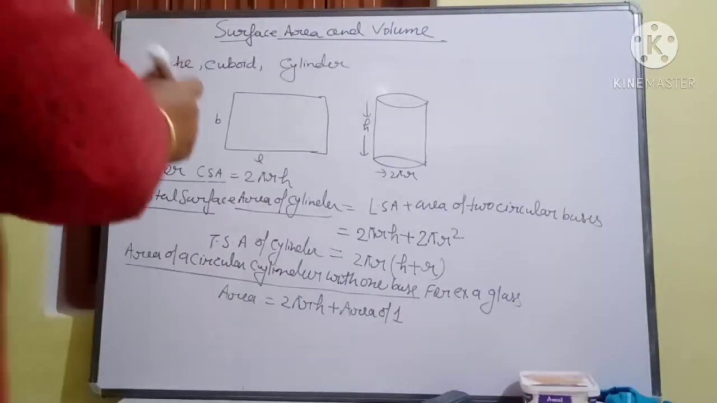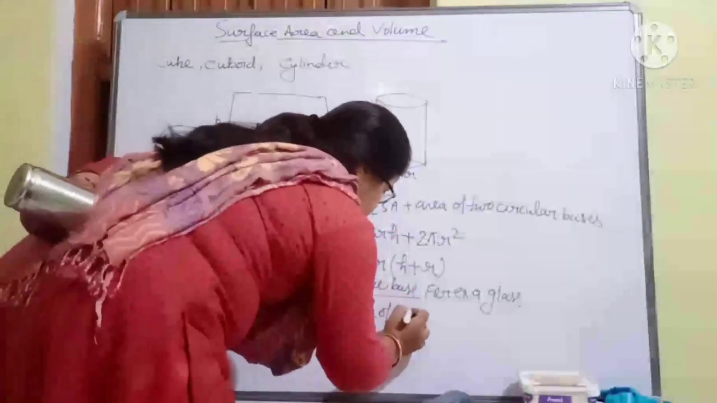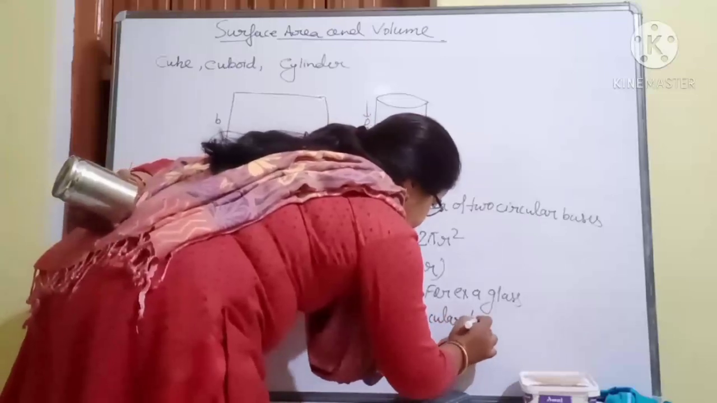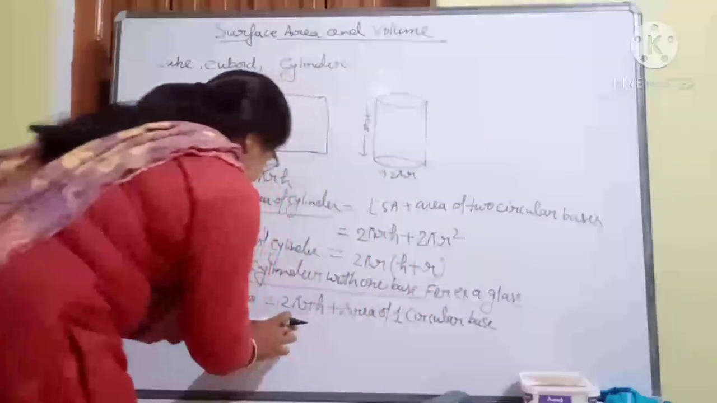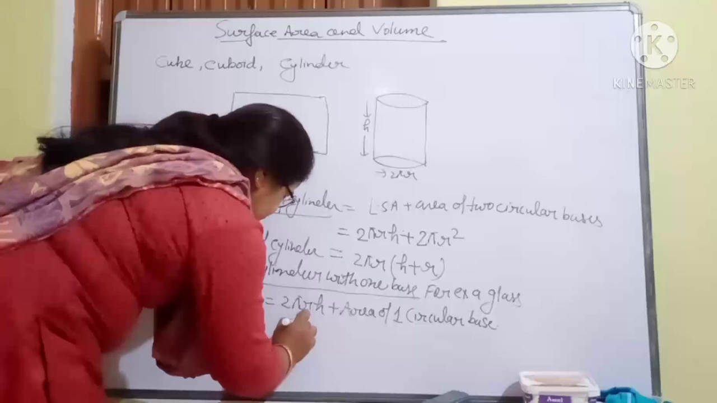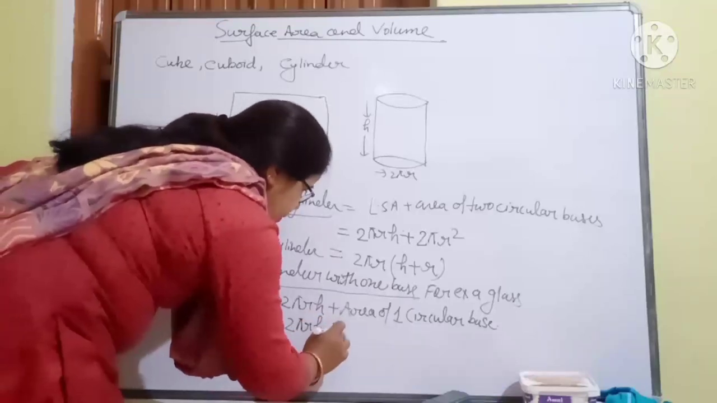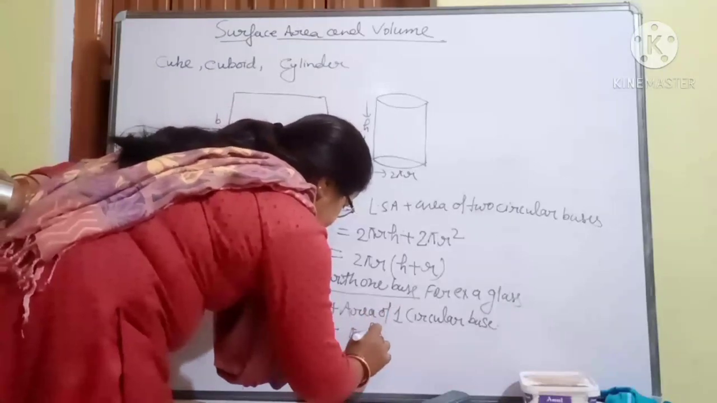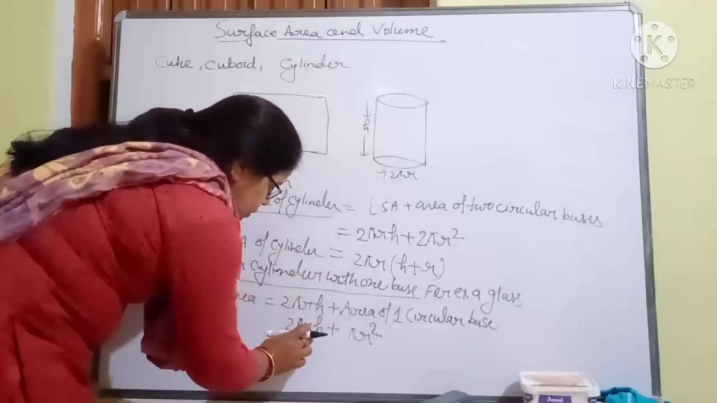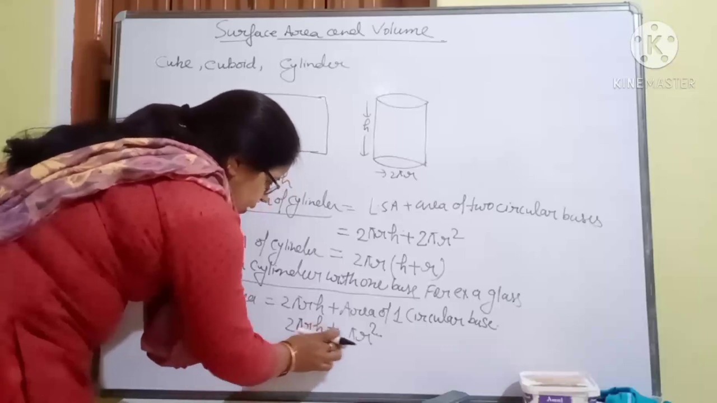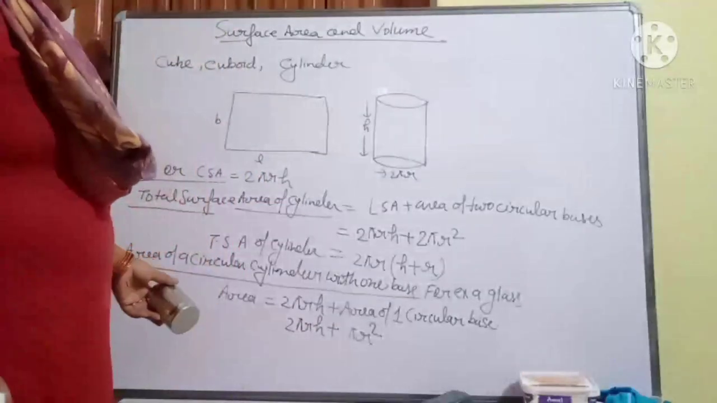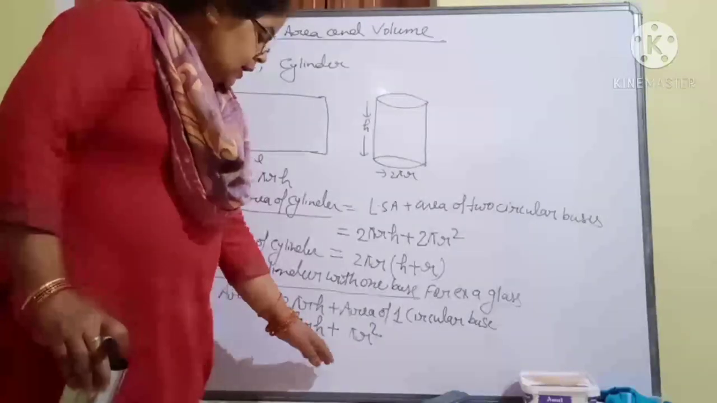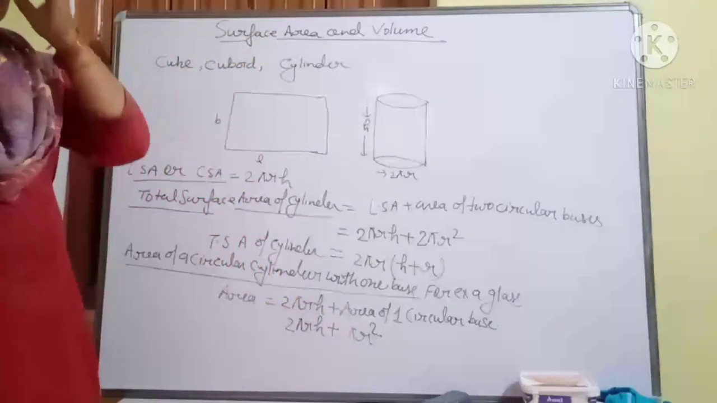Plus area of one circular base, and what will be its area, beta? 2 pi r h plus circular base means only one circle, pi r square. Okay, so if I take anything common here, only pi can come common, so no need to take anything as common. So whatever is there, in this way you will put the values and you will get the answer.